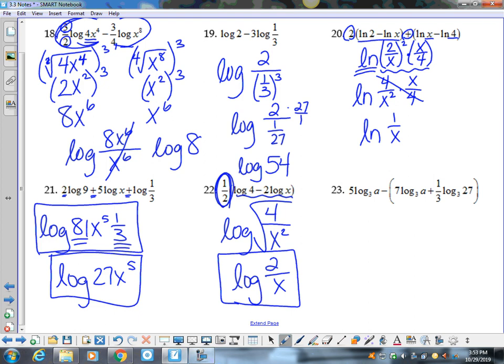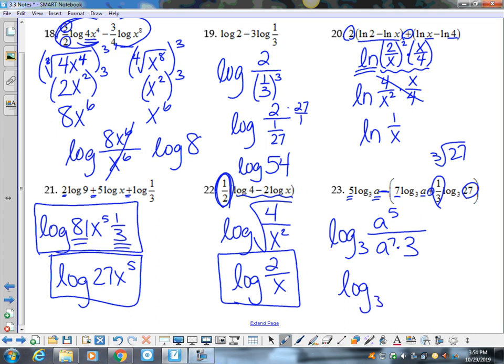Okay, 23. Last one. Log base 3. This is going to be a to the 5th divided by, so a to the 5th over a to the 7th times 27 to the 1/3, which is the cubed root of 27, which is a 3. But I can clean this. A to the 5th and a to the 7th is going to give me a squared on the bottom. So there you go.